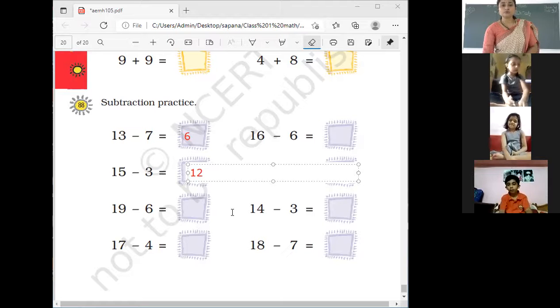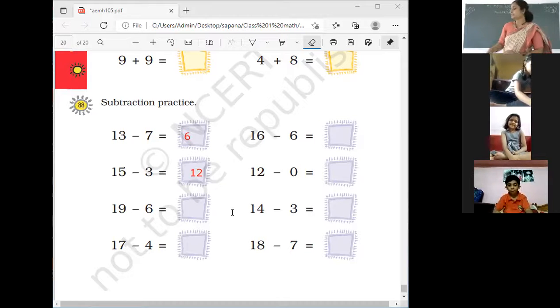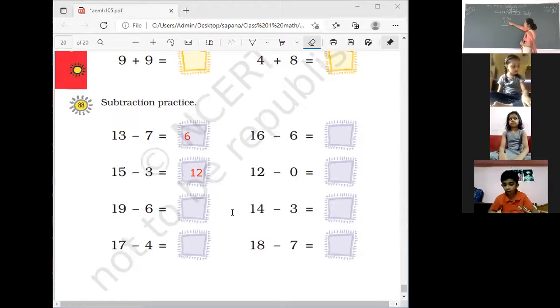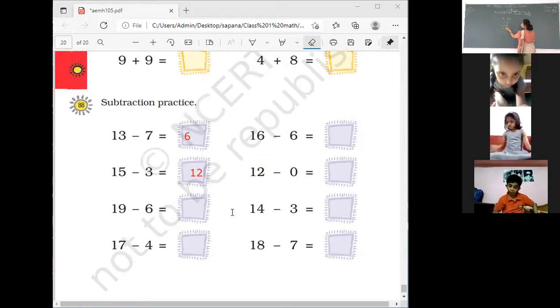Now मैंने आपको समझाया था 15 minus 3 किस तरह से आपको माइनस करना है. ओके, 15 minus 3. 15 means 1 ten and 5 ones. आप ones में से ones को माइनस करेंगे. 5 minus 3 is 2 और 10 में से आपको कुछ भी माइनस नहीं करना है. Write down. ओके, answer is 12.